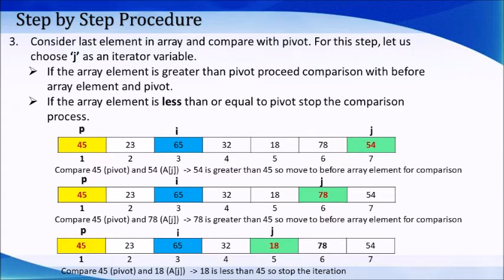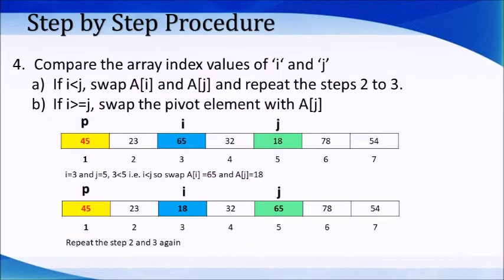In the second step, the i iterator has stopped at a particular position, and in the third step, the j iterator has stopped at a particular position in the array. Now in the fourth step, we need to consider the index values where i is pointing and j is pointing. Once again, note that we are comparing index values but not the array elements. You can see here in the example, i is stopped at index value 3 of the array and j stopped at index value 5.